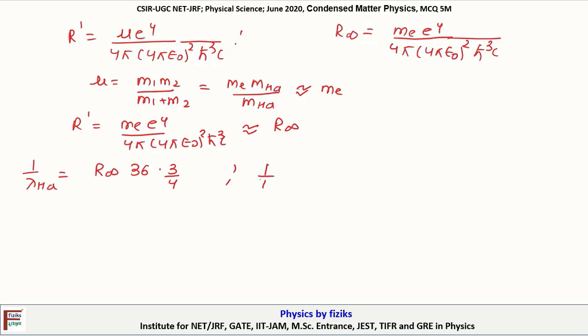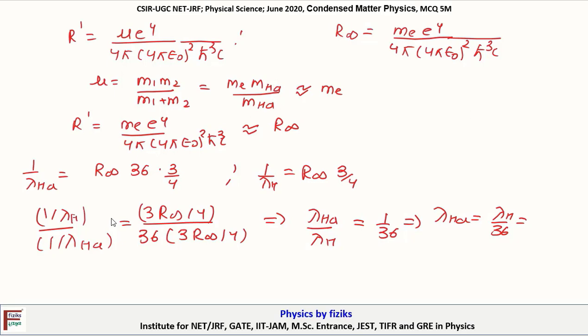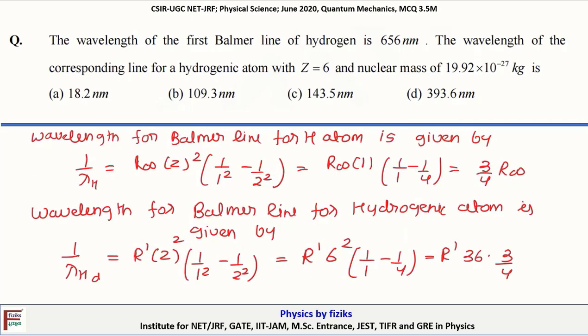And for hydrogen atom, 1/λ = R∞ × 3/4. Dividing 1/λ_H by 1/λ_He, we would get R∞ × 3/4 divided by 36 × 3R∞/4, which gives us λ_He/λ_H = 36, which implies λ_He = λ_H/36. λ_H is from the problem 656.56 divided by 36 nm, and so λ_He turned out to be 18.2 nm. That means our option is correct.